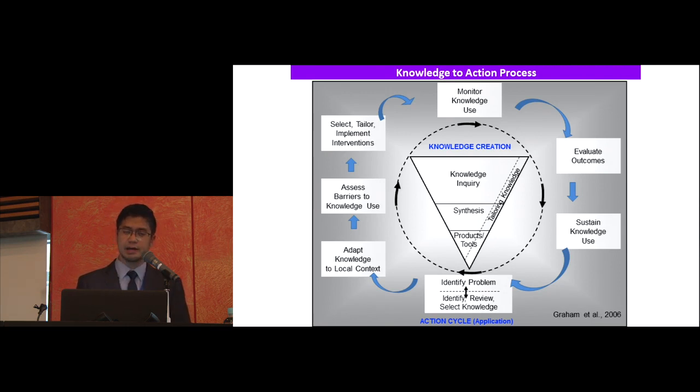The second framework is the KTA cycle, or Knowledge to Action Cycle, which was developed by Graham in 2006. It depicts the whole process from knowledge creation, of identifying the problem, coming up with the intervention, tailoring it to suit the local context, refining it if necessary, evaluating, as well as taking strategies to sustain the knowledge use.